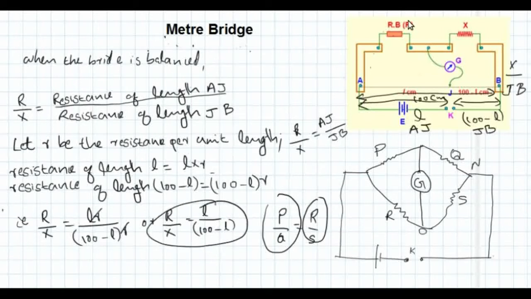And please note that this R and X can be interchanged. That means we may replace R with X, or we may replace X with R. In that condition, X by R will be equal to L by 100 minus L. The resistances can be interchanged. That is, unknown resistance divided by known resistance is equal to L by 100 minus L. So that equation is also possible.